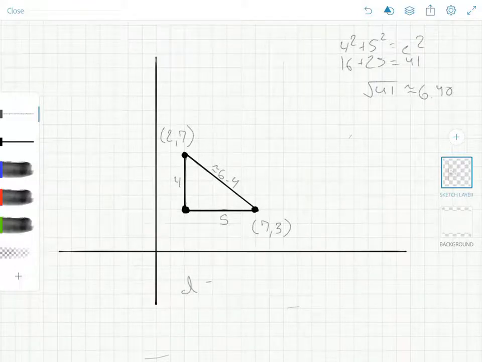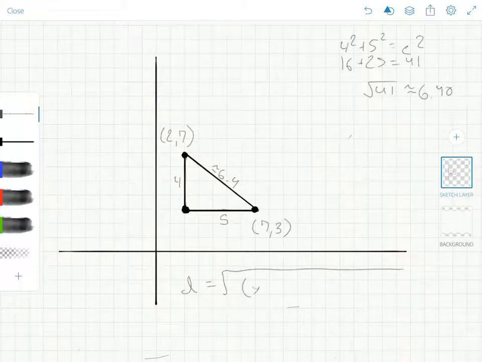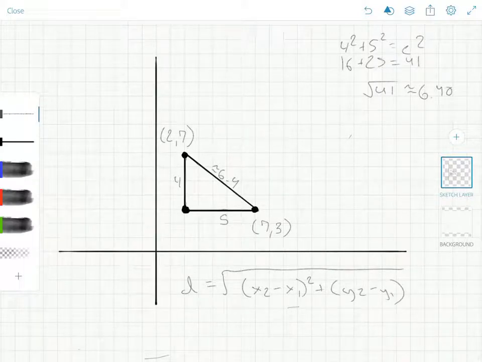Remember that the distance formula is: the distance is equal to the square root of (x2 minus x1) squared plus (y2 minus y1) squared. And I'll admit this is a little bit circular because the distance formula is basically the Pythagorean theorem. So it's almost like we're using the Pythagorean theorem to prove the Pythagorean theorem. But here we go. Let's persevere.